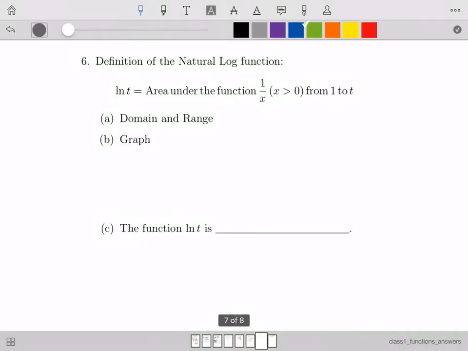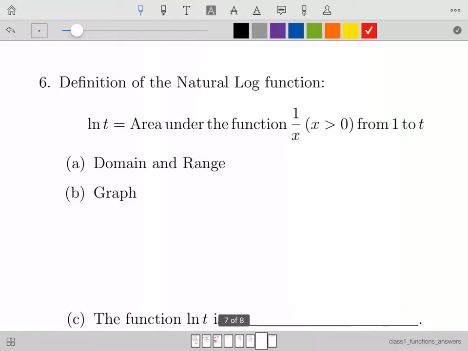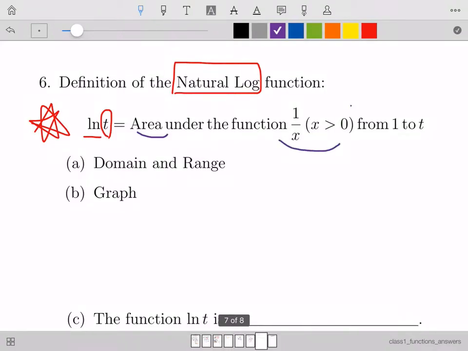Okay, so class number 6, definition of the natural log function. Natural log is written as ln, and t is the input. ln t, by definition, and that is very important, is the area under the function 1 over x for x positive from 1 to t.